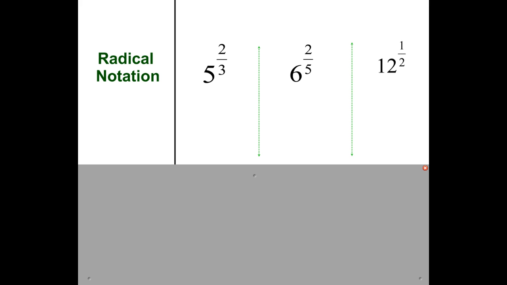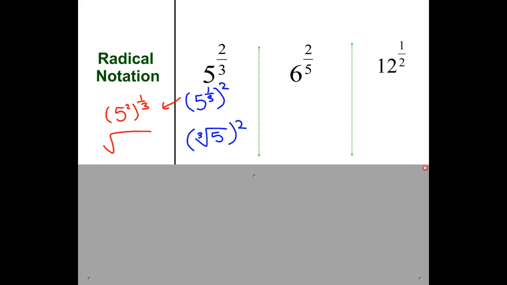So there's really two different ways I can rewrite these. I'm going to change this to be 5 to the 1/3 squared. This is the same thing if you remember your rules of exponents. So then really I can rewrite this as the cube root of 5 squared. That's one way I could rewrite this. I could also rewrite this as 5 squared to the 1/3, which is really the same thing as the cube root of 5 squared.